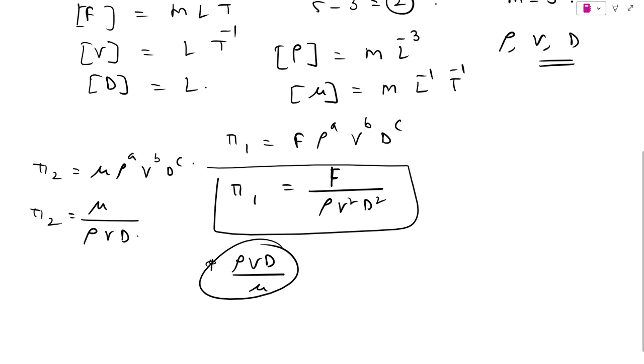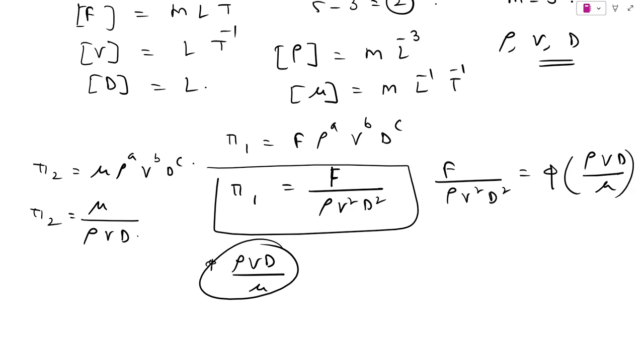Okay. Now, the two dimensionless groups are pi 1 and pi 2, right? Hence, the experimental correlation can be written as, and where phi represents an unknown functional relationship obtained from the experiments. Okay, so these are the required answers for this question.